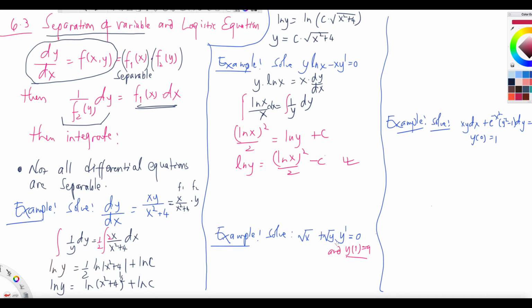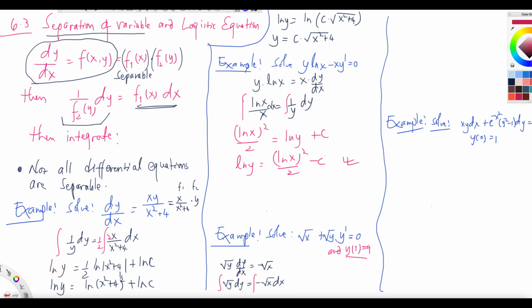So again, this is separable. Why? Because you can write this as, let me write it this way so that it will be easy to see, root y times dy over dx equals negative root x, right? So you can write root y dy equals negative root x dx. This is what you get. Now if you integrate on both sides, what do you get?